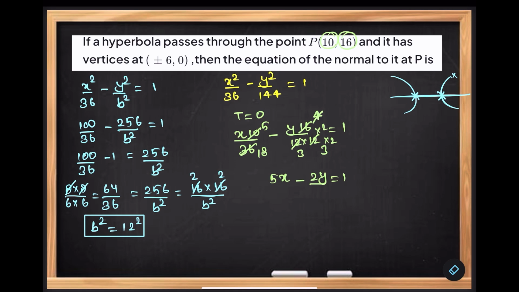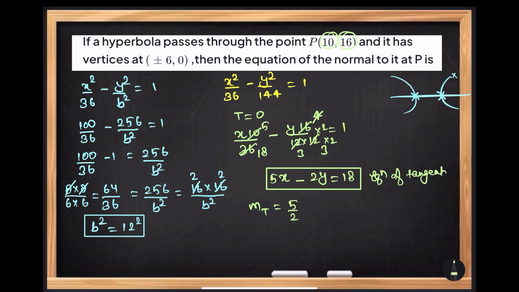Or can I multiply both sides by 18? So we will have this as the equation of the tangent, correct? So from here we got the equation of the tangent. Now can you please tell me the slope of the tangent? Yes, y equals mx plus c. So you will send the y part on one side, the remaining thing on the other side. So we got 5 by 2.